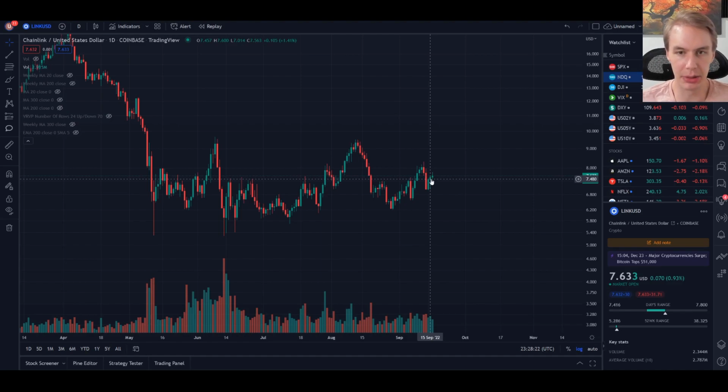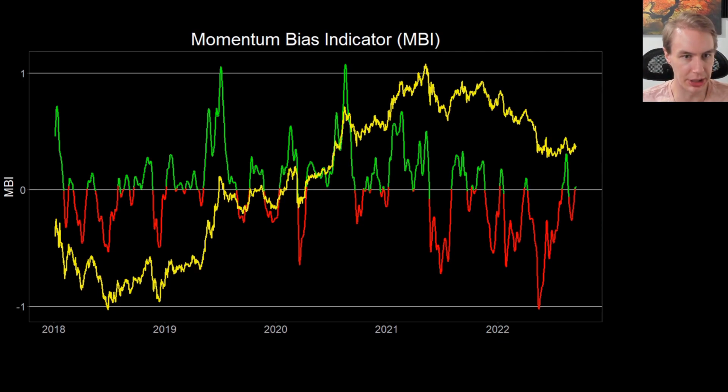So I want to talk a little bit about what we might make of this. And I want to look at some of our indicators here at the channel to start off that conversation. So one of the things that's really interesting about this behavior with Link is that an interesting pattern is starting to emerge on the momentum bias indicator.